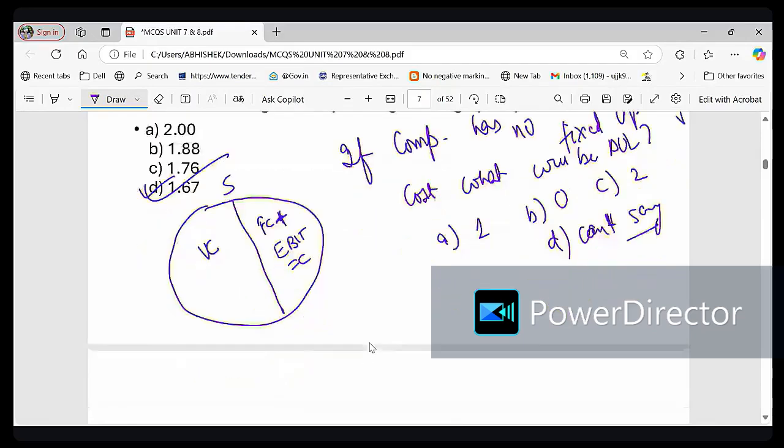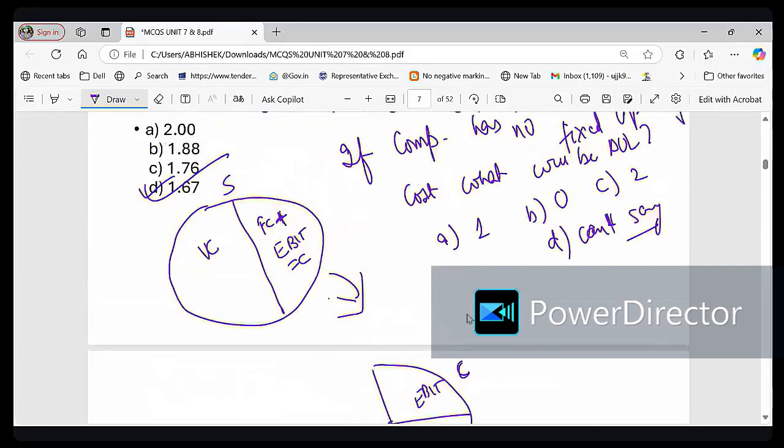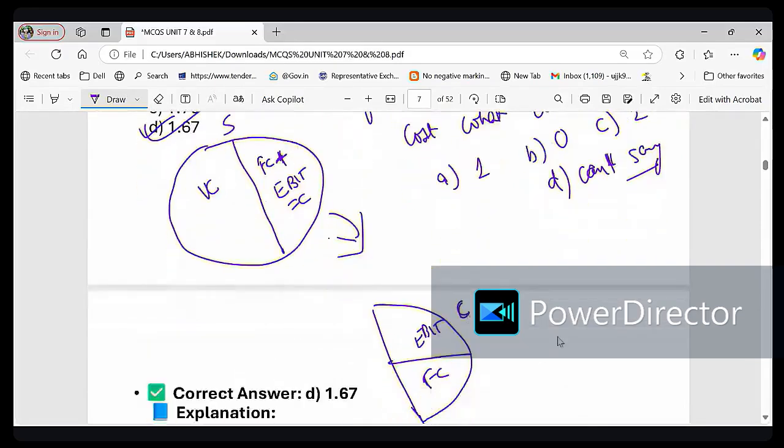So if we zoom into it, this entire thing is contribution, some portion of this is EBIT, and some portion of this is your fixed cost. What is DOL? DOL is the ratio of contribution upon EBIT. The numerator is contribution and the denominator is EBIT. This ratio is called DOL, degree of operating leverage.